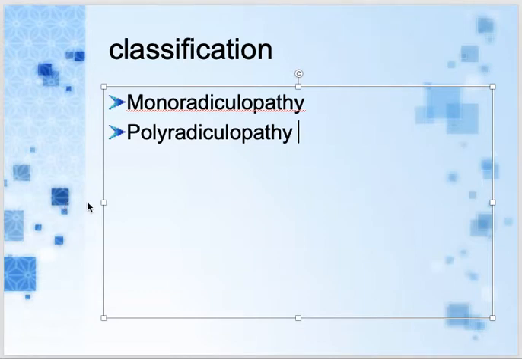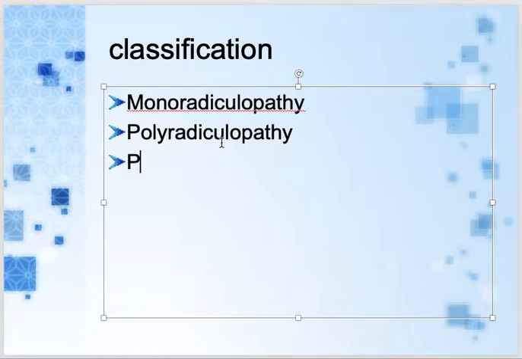Now, what is cauda equina syndrome? Again, in this one, multiple lumbosacral roots are getting compressed, and we call it cauda equina syndrome. I think I explained this before, what is cauda equina and what is conus medullaris, right? So simply, cauda equina syndrome is one of the examples of polyradiculopathy.